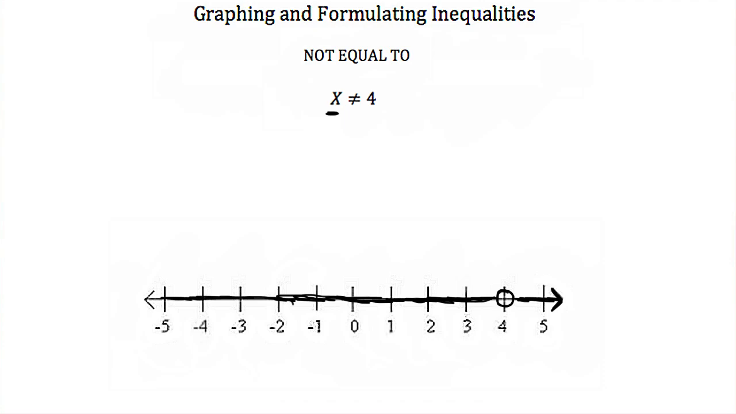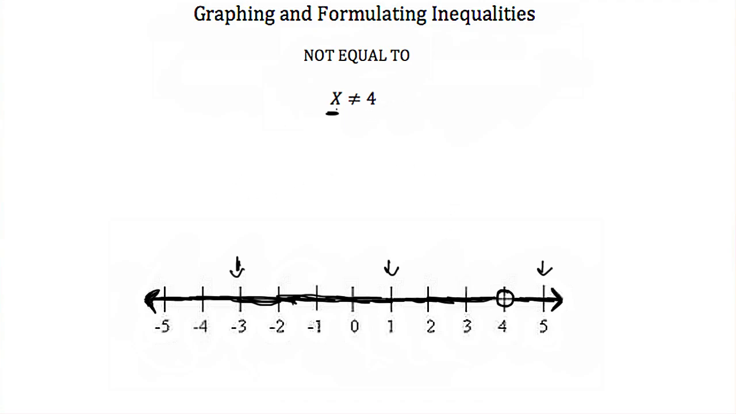And the reason why we fill in our number line is because all of these other numbers are possible values for x. x can equal 1 because 1 is not equal to 4. x can equal negative 3 because negative 3 is not equal to 4. And likewise, x can be equal to 5 because 5 is not equal to 4.